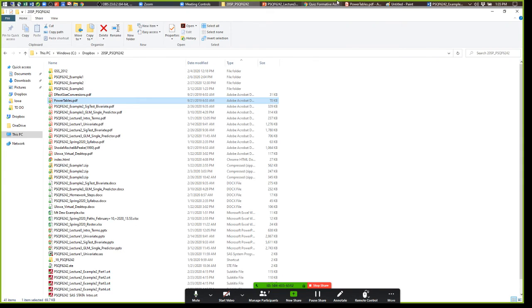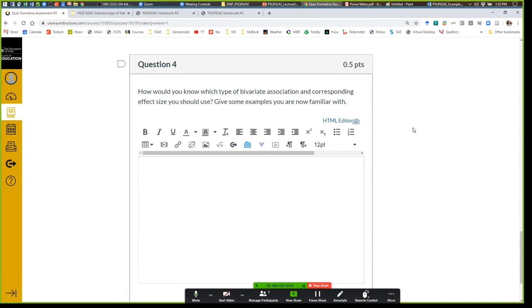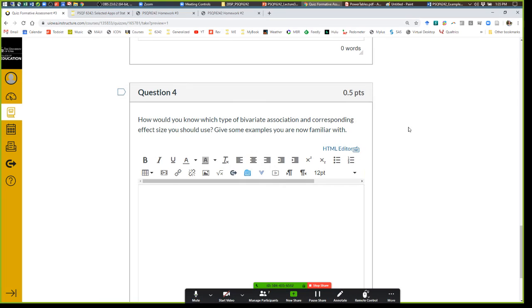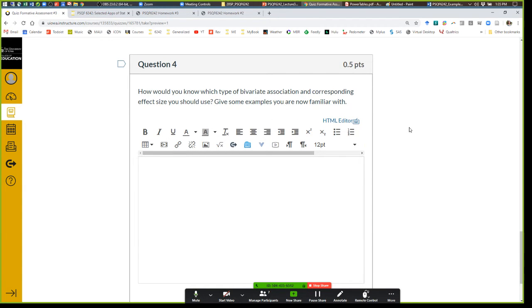All right, so questions on that so far? Last question then, how would you know which type of bivariate association and corresponding effect size you should use? The big picture answer? What kind of variables you have? If you have a pair of quantitative variables, what do I do with that? Pearson's correlation, or I could put one as a predictor of the other in a model.